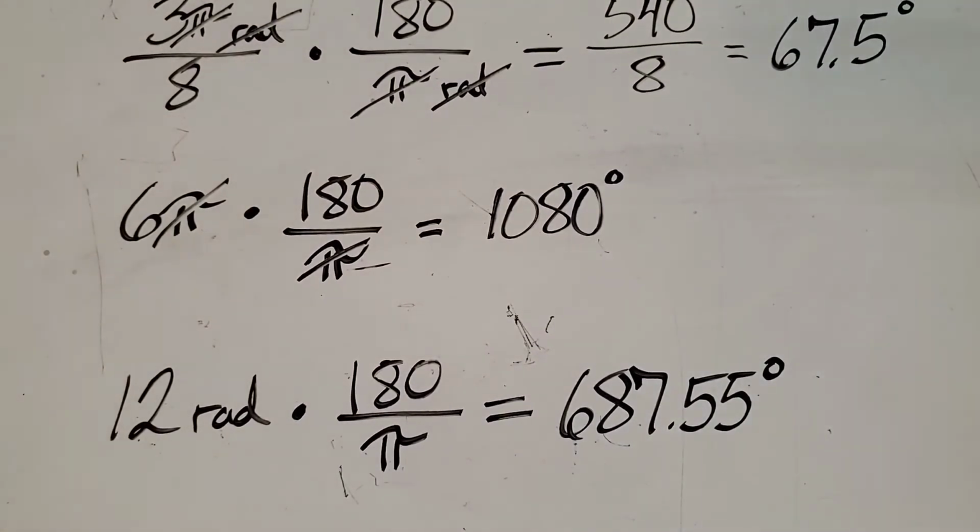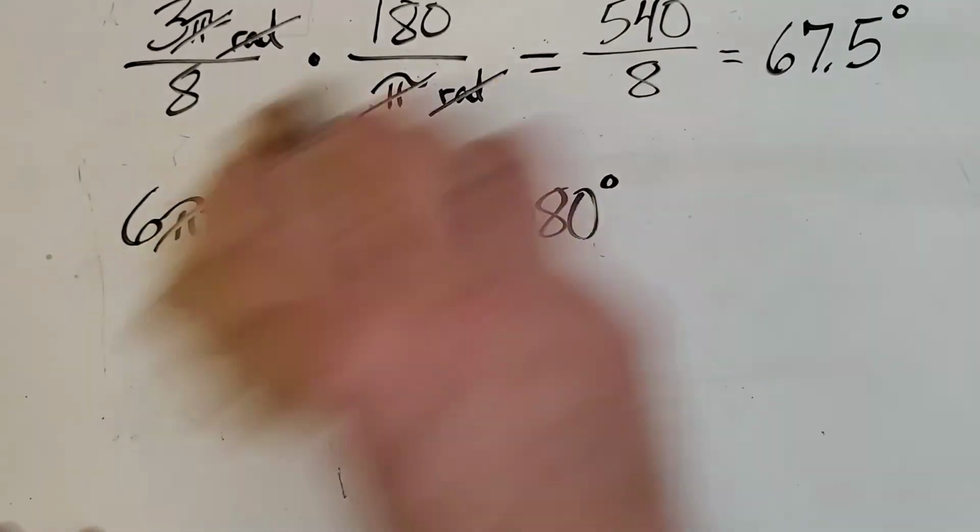And there is my degree measure. All right. So we're able to go from radians to degrees. We're able to go from degrees to radians. There's just one last thing I want to show you, and that is looking at an arc length.